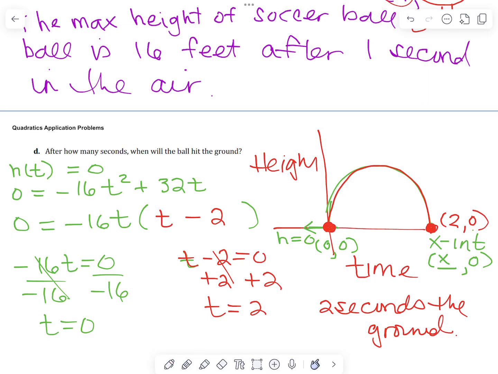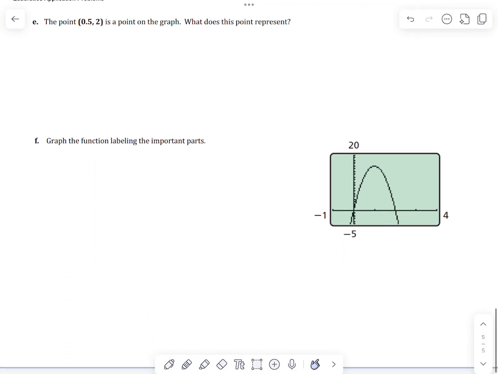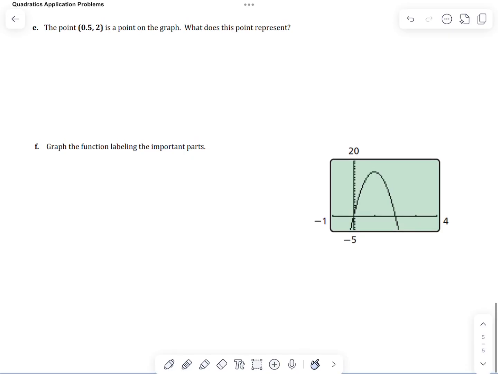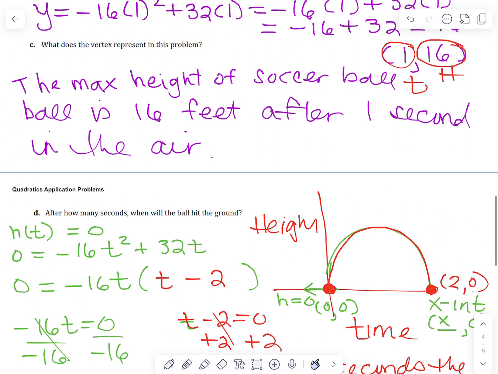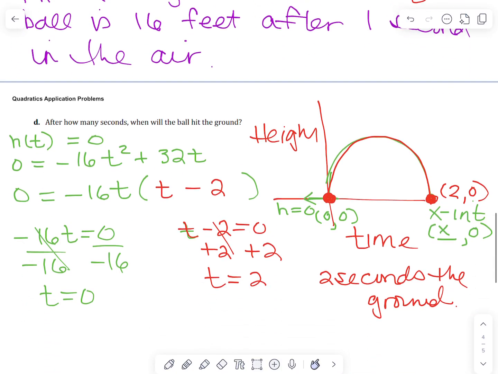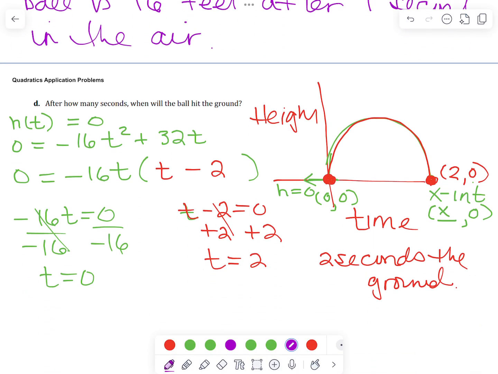Now it's going to ask us here in a moment to graph the entire function. And I'm already starting to graph it in part F, graph the function with all the important pieces. And I did a sketch here. So we actually have in parts B and C the vertex. So I'm just going to go ahead and label this ordered pair here, over 1, up 16, because that was the vertex. That was the maximum. So after 1 second, at time of 1, we were up here at 16.